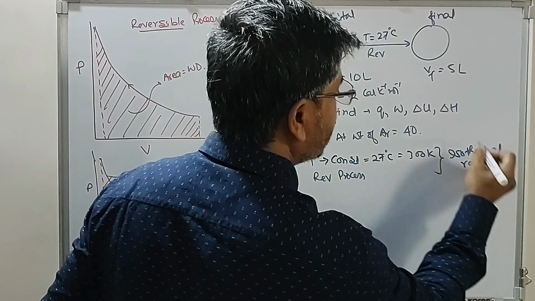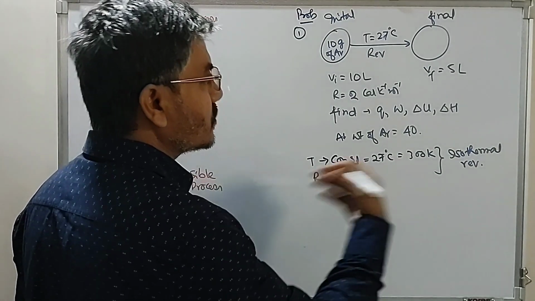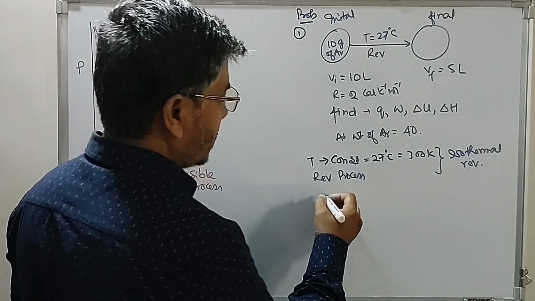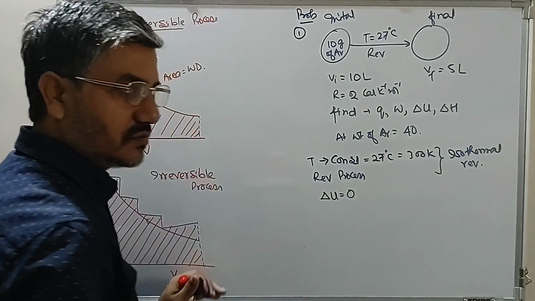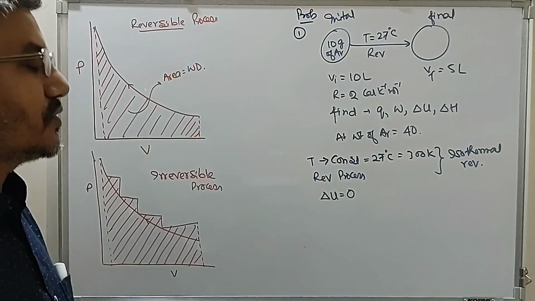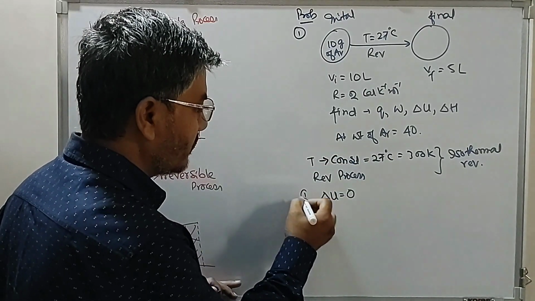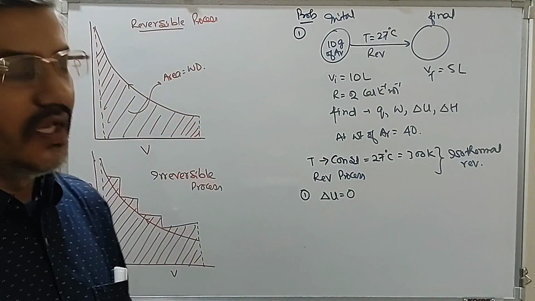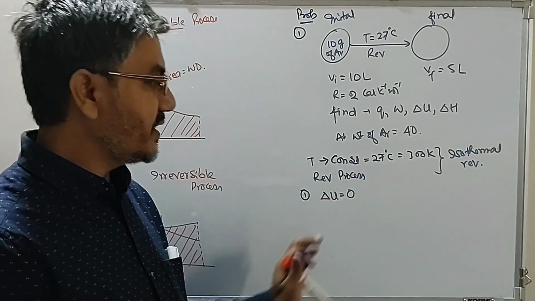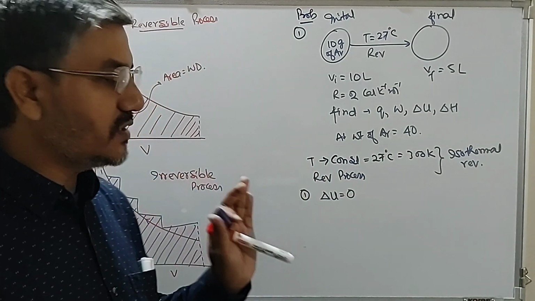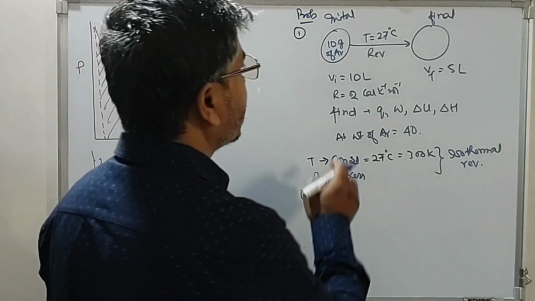Isothermal and reversible process. So first thing, for this isothermal reversible process, delta U will always be 0, because for an isothermal process involving an ideal gas, delta U is always 0. So we have the value of delta U, because for an ideal gas, U is a function of temperature only. So if temperature remains constant, delta U will always be 0, that is, change in internal energy will always be 0.